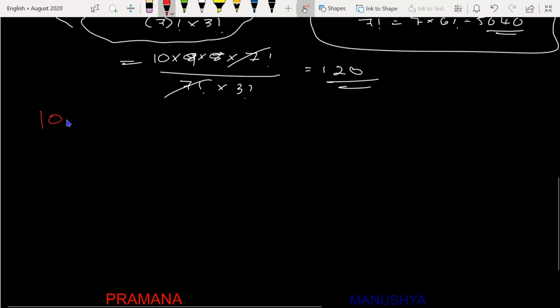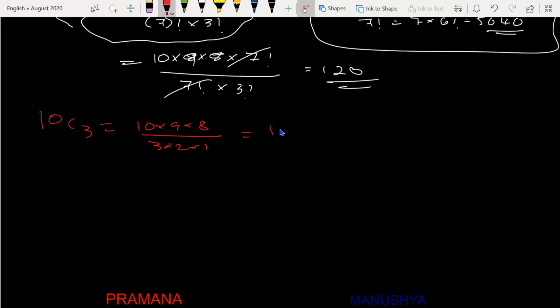Okay, so 10C3 you can easily write as, after 10, three numbers, so that is 10, 9, into 8, and the denominator will be 3 into 2 into 1. This is the easiest way, no need of this calculating. So after 10, three numbers, that is 10, 9 and 8, and in the denominator, that's 3 factorial. So you can directly calculate from here. 3 3s are 9, 4 3s are 12, 12 into 10, it will be 120. So this will be your answer.